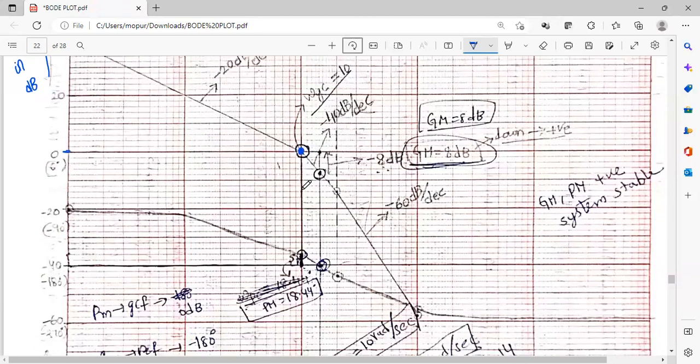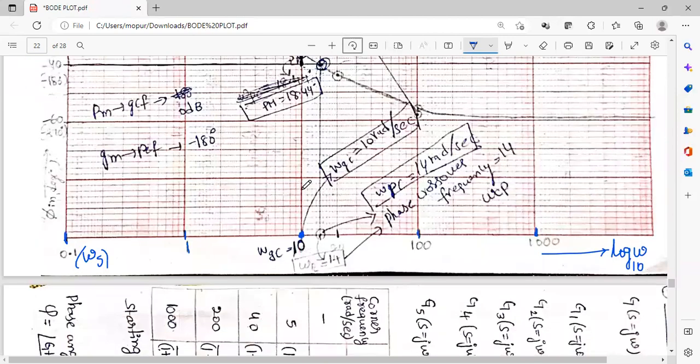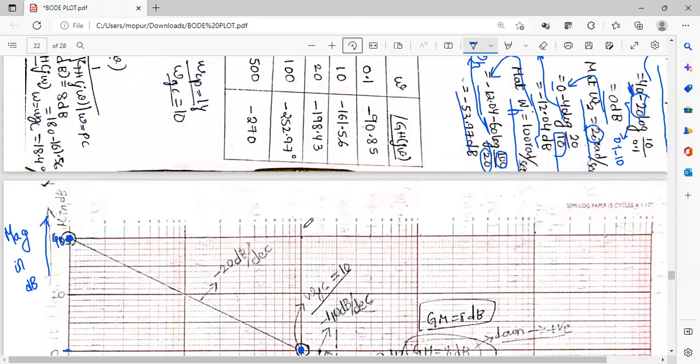Now the next point is 20. The next corner frequency is 20. How to find where 20 is between 10 and 100? Now you just see the graph. This is 10 and this is 100. Here they have given a numbering. See, this is 1 and here you have 2. 1 corresponds to 10, and 2 corresponds to 20. So you can take this as 20.